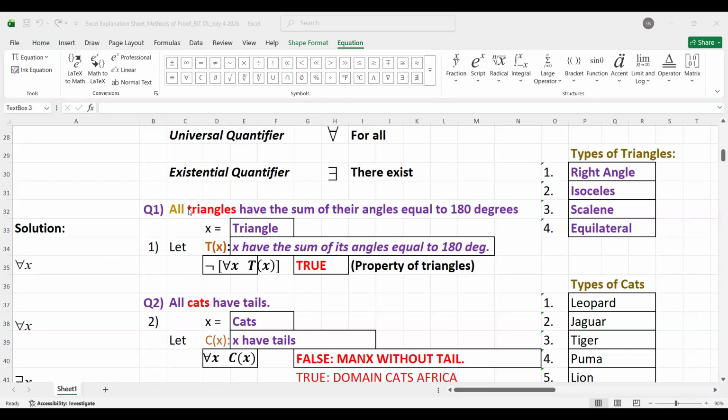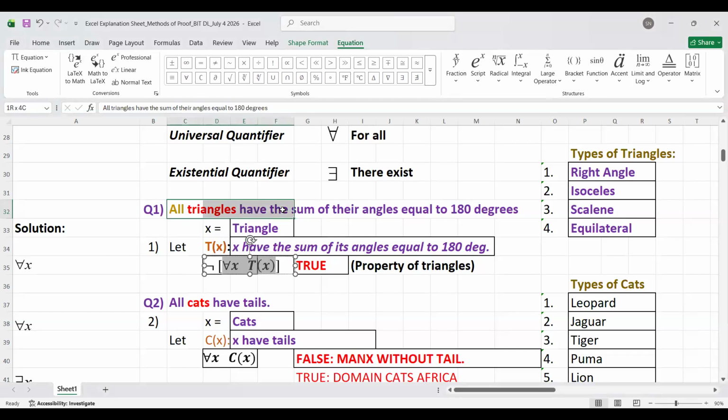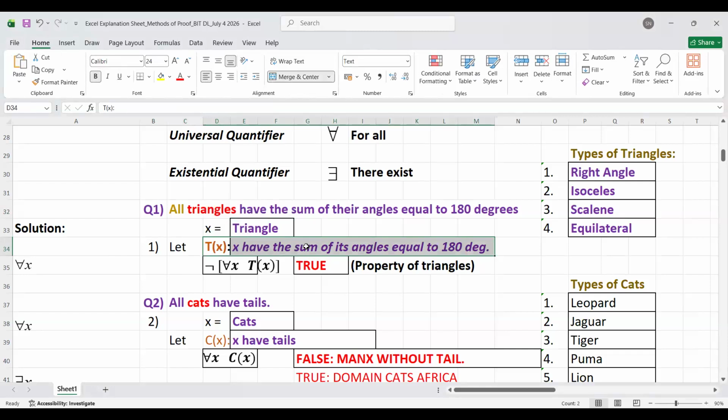Okay, so who can help us? All triangles have their sum of angles equal to 180. Remember, the rule is that for all will change to there exists. Then the predicate statement given, you will negate it. So what would be the negation of for all x, T of x? There exists a triangle, okay? Then what happens to equal to 180? Now the sum of angles will be what? Are not equal to 180. Exactly.